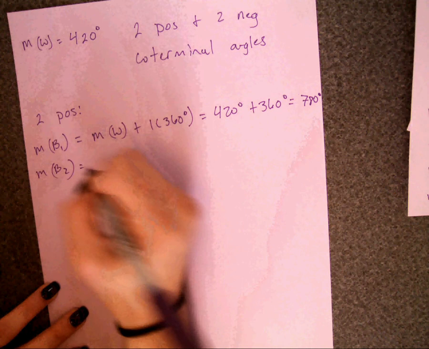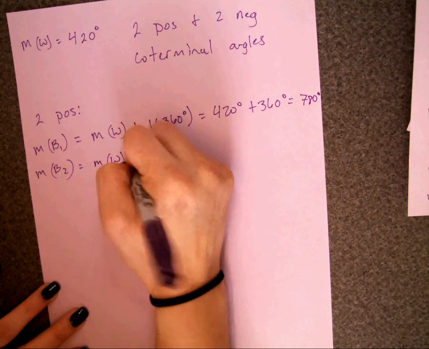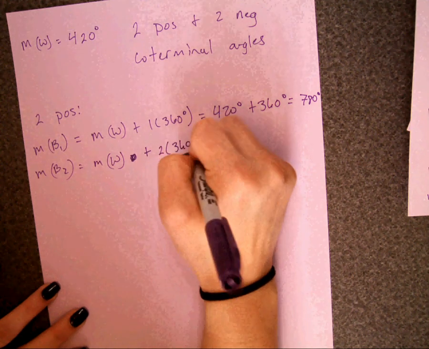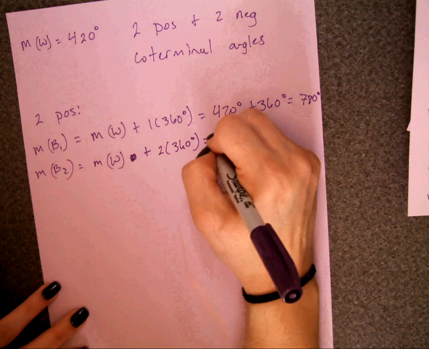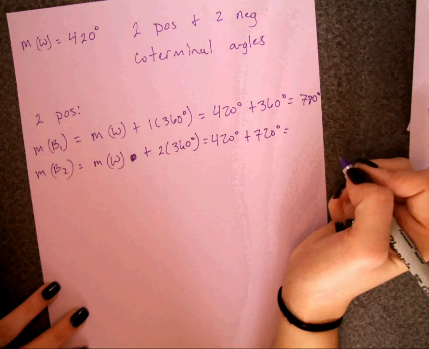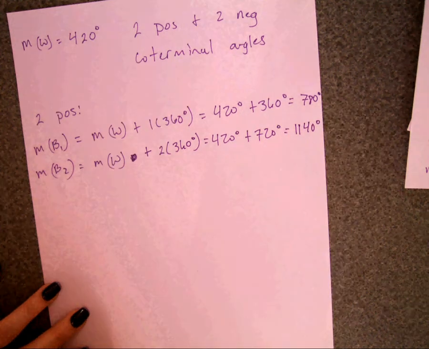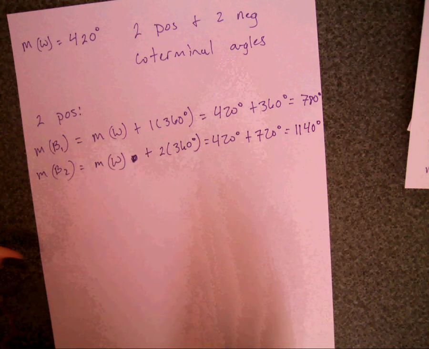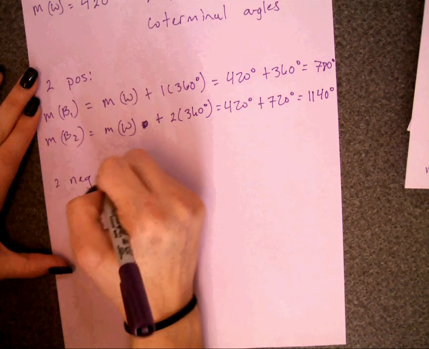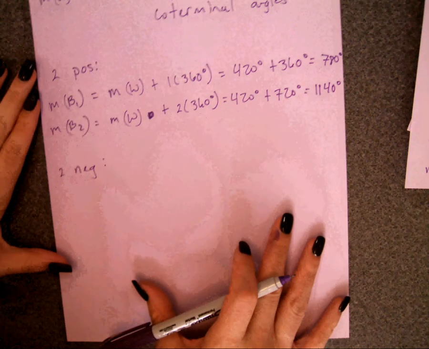Our second, we'll call beta 2, will be the measure of angle W plus, and this time we'll do 2 trips around the circle. So I'll have 420 plus 720 degrees, which is 1140 degrees. So those are 2 positive coterminal angles. So now finding our 2 negative. Remember, to do the negative angles, I'm just now subtracting 360 because we're going the opposite direction.